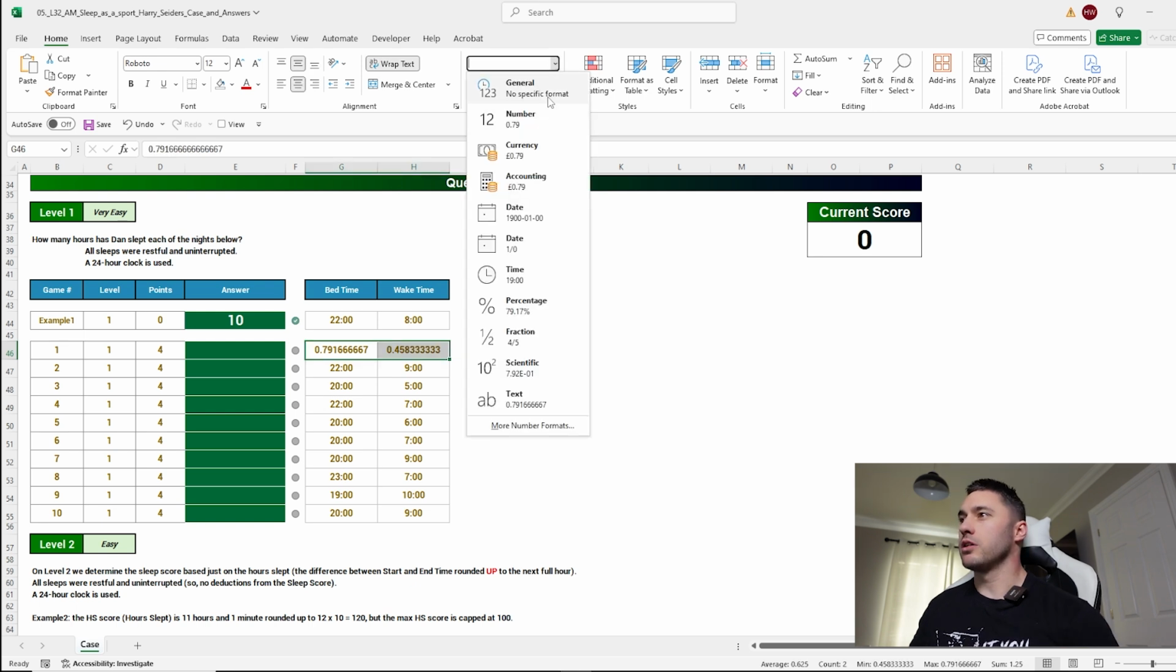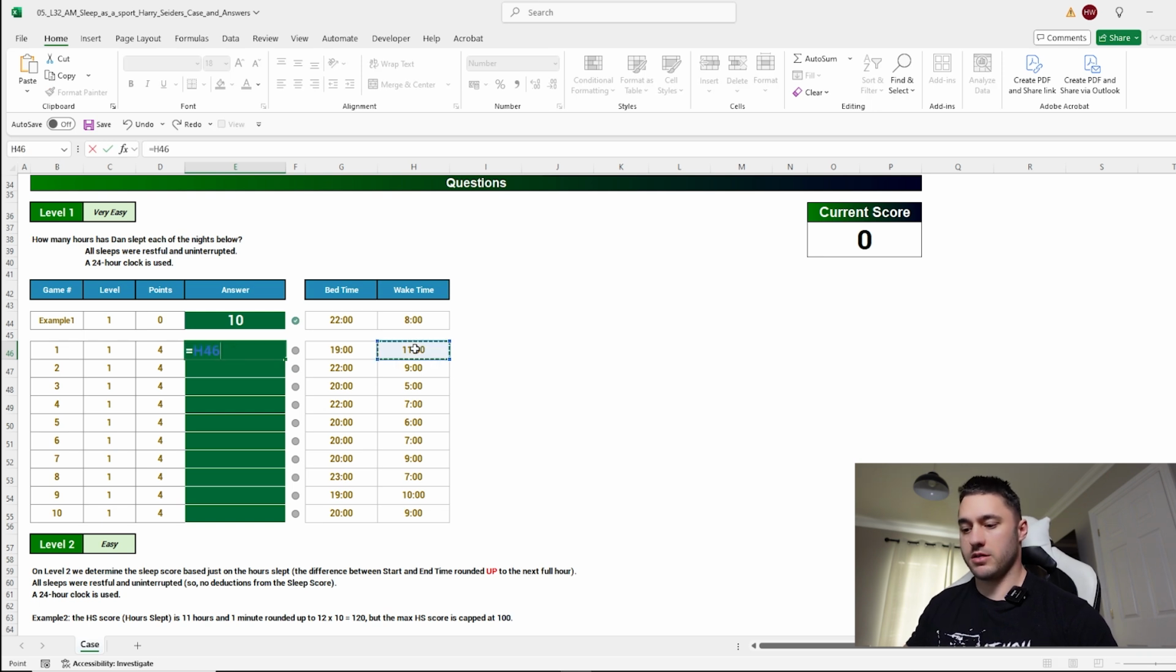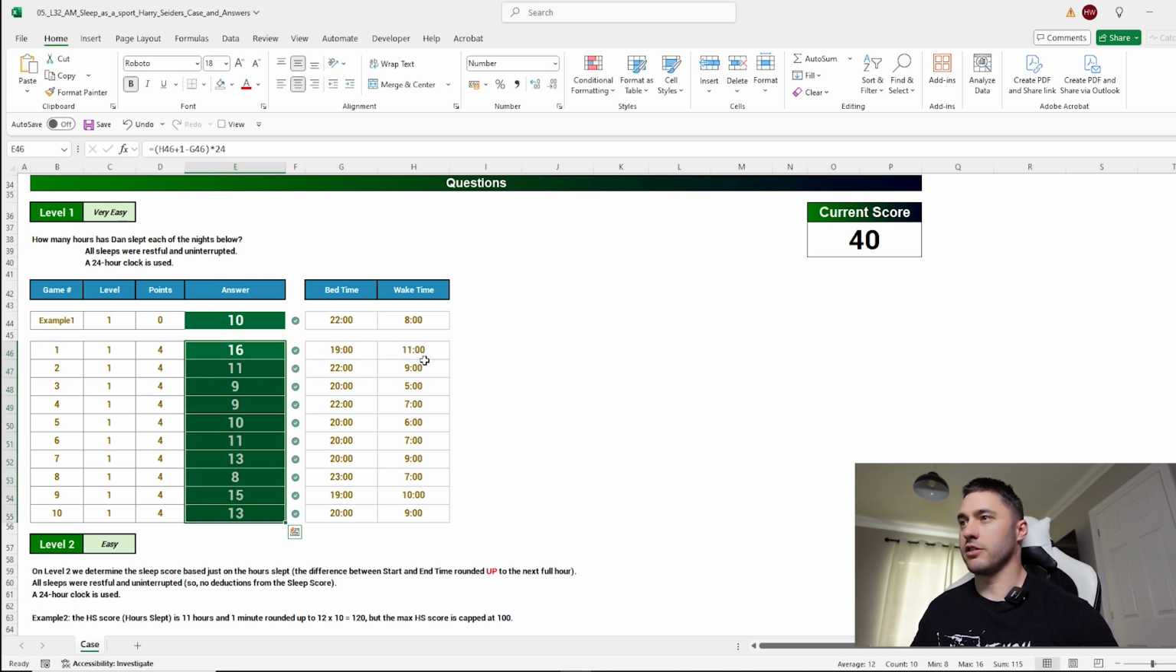Now we know how time formats work. Maybe I didn't explain that very well, but hopefully it makes sense. We should be able to tackle this case. For this one, I want to do this plus 1, minus this, times the whole thing by 24. And that gives us the correct answer.